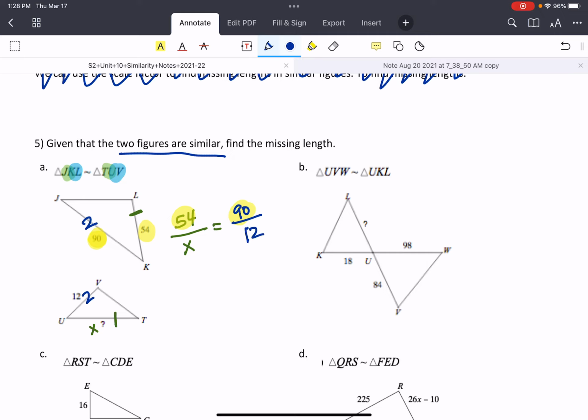Now, just like we were doing in our proportions in the beginning, we are going to cross multiply. So we are going to do 54 times 12. So we get 648 is equal to 90x. And then I'm going to divide both sides by 90. And I end up with x is equal to, what did I do?